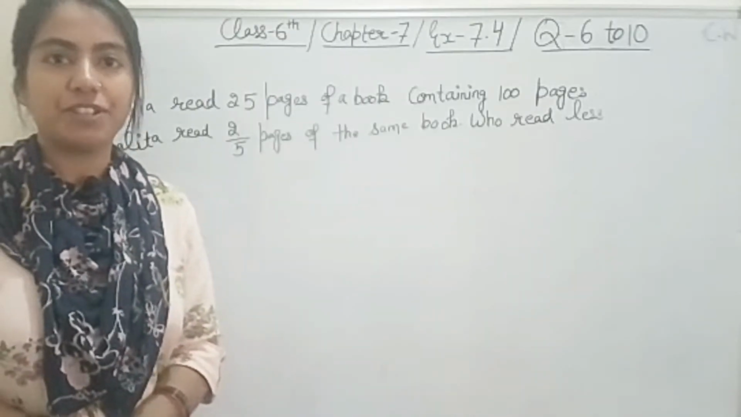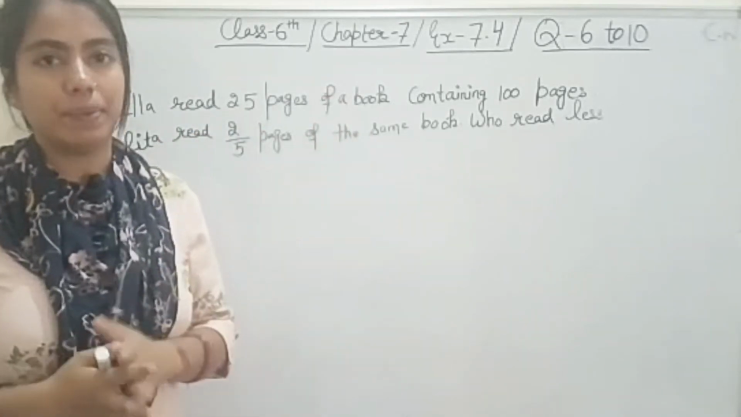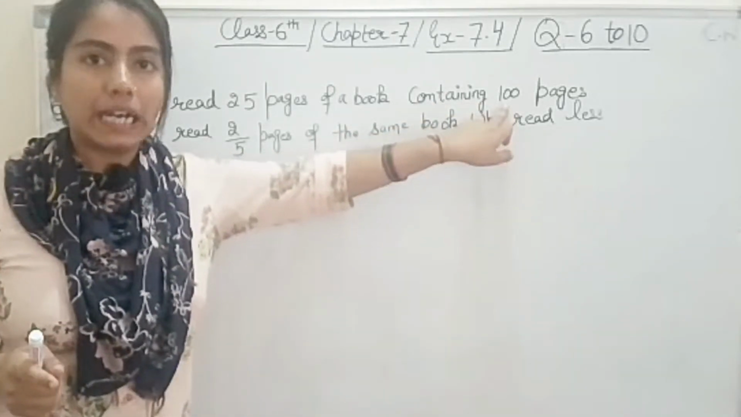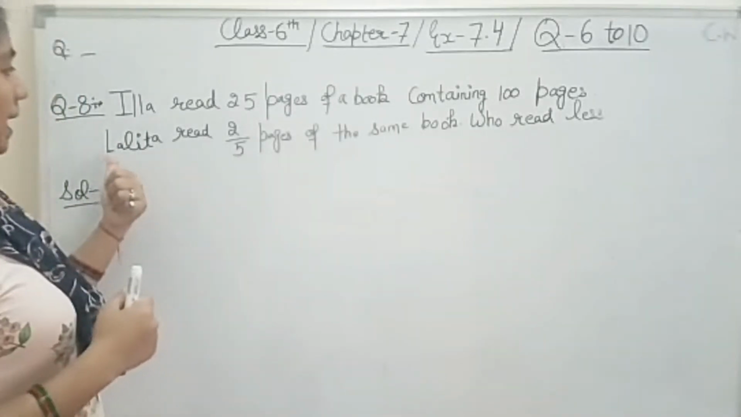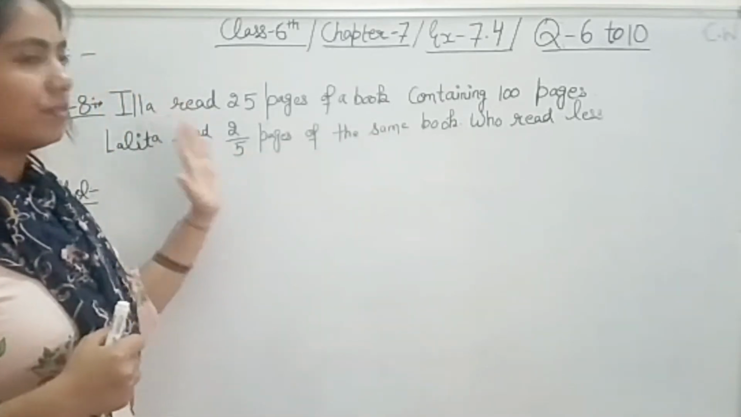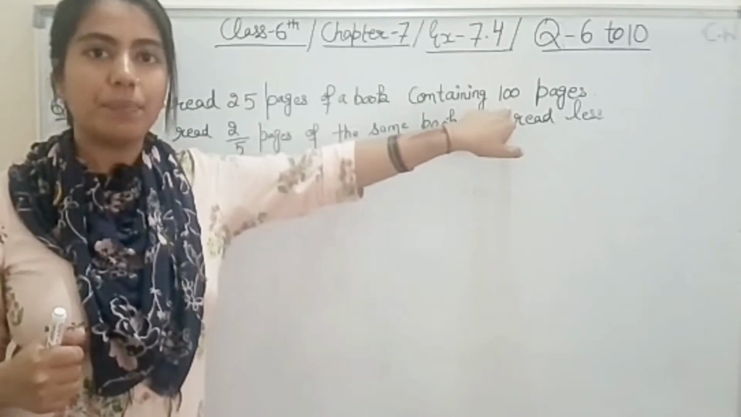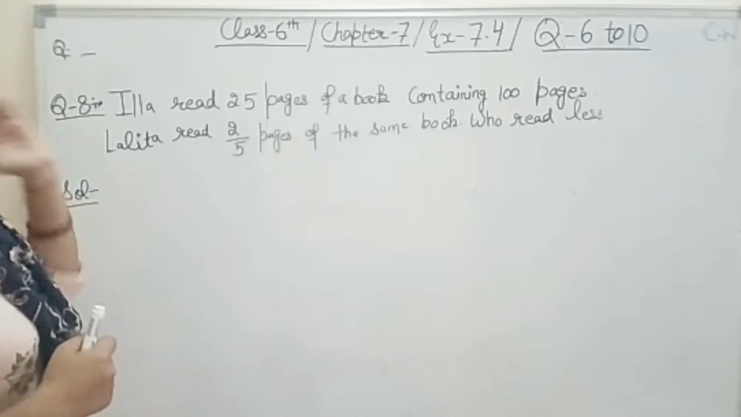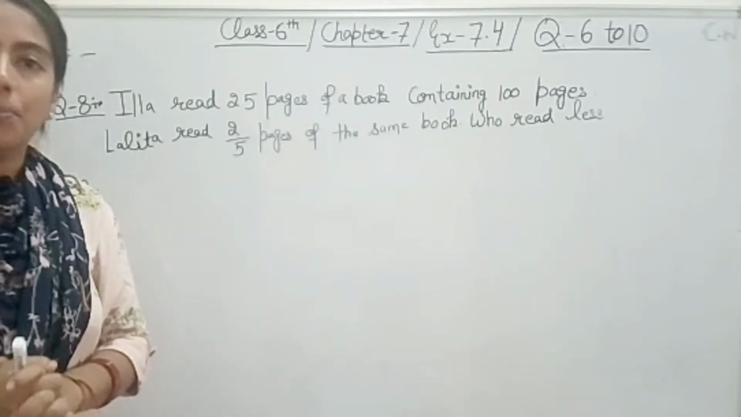Now question number 8: Ella read 25 pages of a book containing 100 pages. Means she read one book which has a total of 100 pages, and out of 100 she read 25 pages. On the other side, Lalita read 2 by 5 of the same book, she read the 2/5 part of the same book. Which book? The 100-page book. And who read less of the book? Means you have to tell out of Ella and Lalita, who read fewer pages.